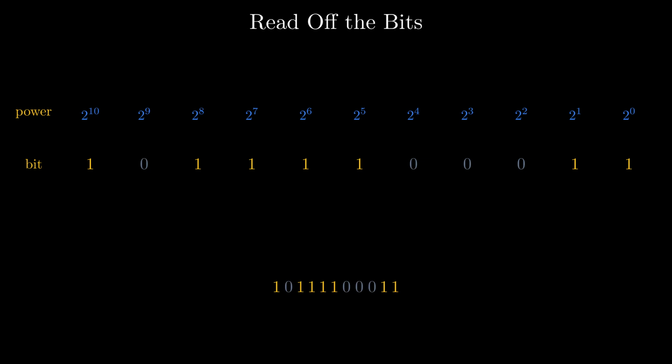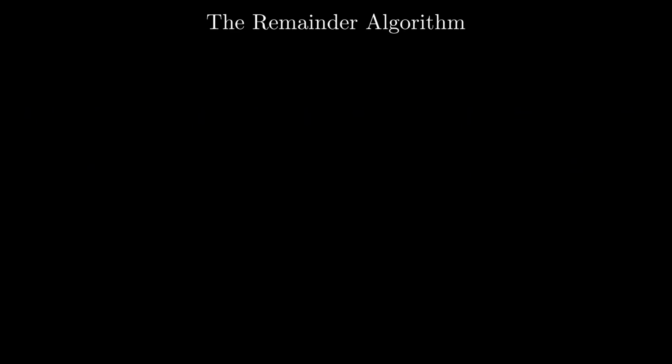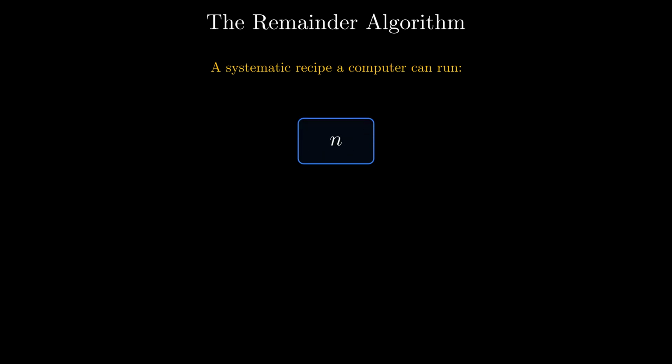Now read off the bits. Line up every power of 2 from the 10th down to the 0th. A power we use contributes the bit 1. A power we skipped contributes the bit 0. 2 to the 10th is 1. 2 to the 9th skipped is 0. 2 to the 8th, 7th, 6th, and 5th are all 1s. 2 to the 4th, 3rd, and 2nd are 0s. 2 to the 1st is 1, and the 2 to the 0 is 1. Reading top to bottom gives the binary number 101111000011.